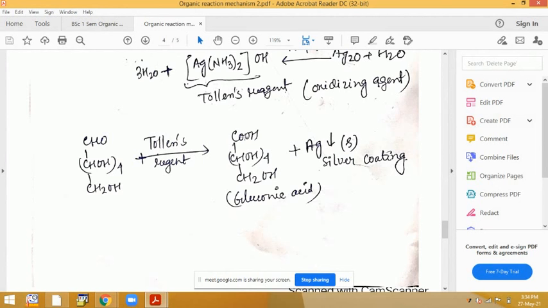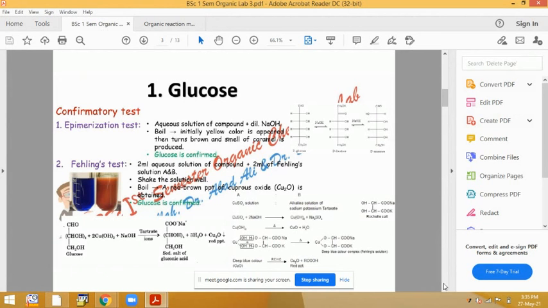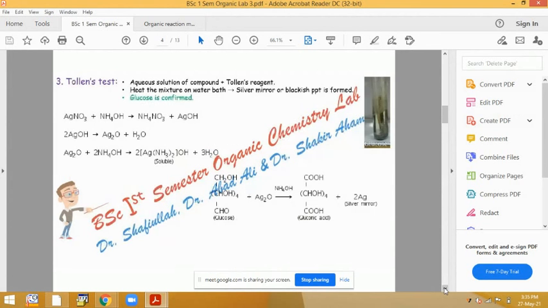And in the test tube, you will see a silver color coating due to the formation of solid silver in this reaction. And when you observe the silver test, you know glucose shows the best silver mirror test. That is the Tollens test or silver mirror test. And you see this type of silver coating in your test tube. In the left hand side test tube, this type of solid silver becomes visible. So this again confirms the presence of glucose.